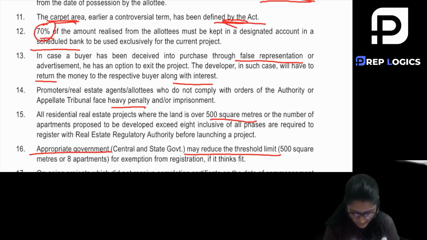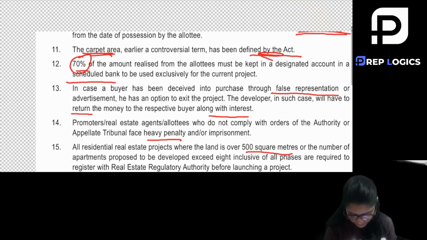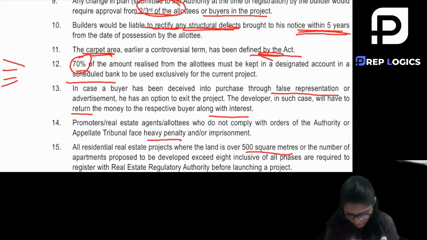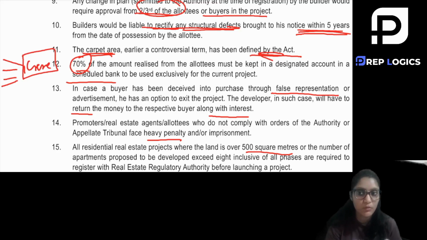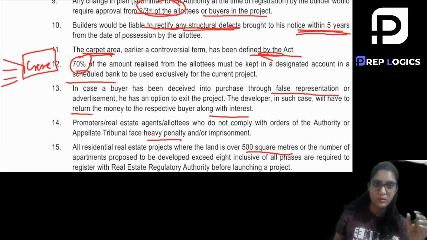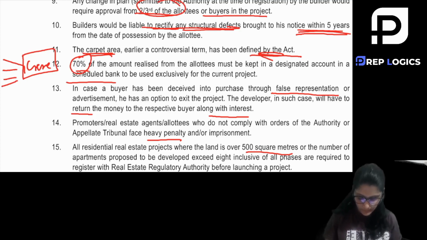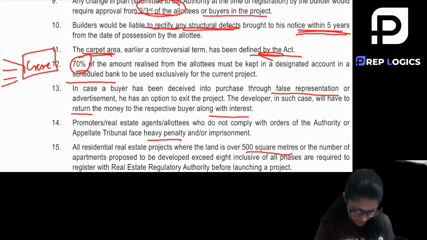Now whatever amount is given, suppose you have collected 1 crore rupees for making the project. Can the builder keep the whole of this 1 crore rupees? In this particular act, it is provided that they need to deposit at least 70% of the amount.